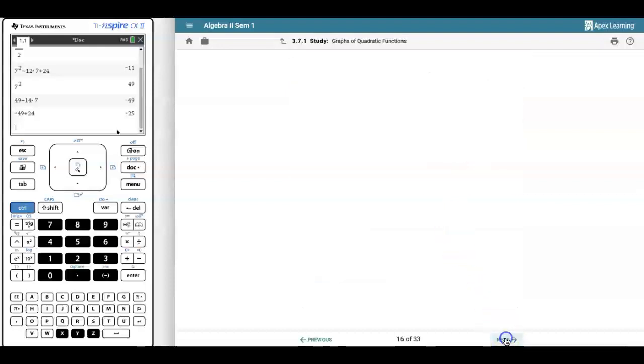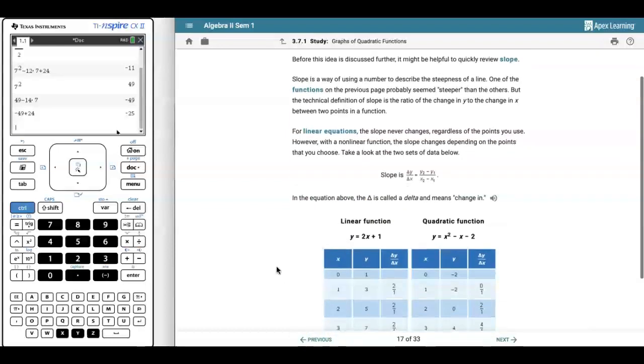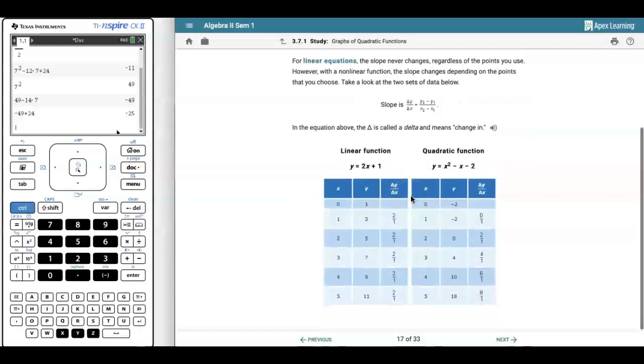So moving forward here with slopes, to remind you, it is the vertical change over the horizontal change, or how far it changes in the y direction over how far it changes in the x direction. Slope is, that little symbol there is delta. It means change in. So you could read this as the change in y over the change in x.